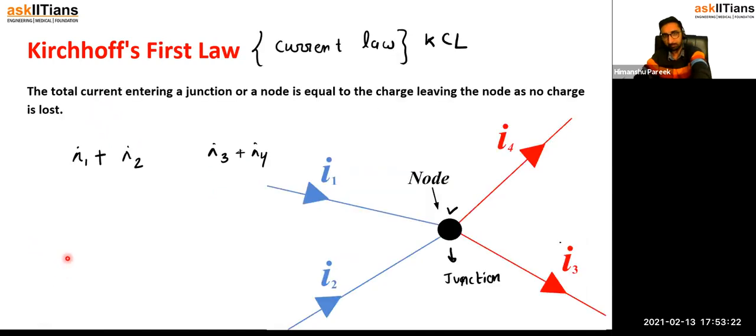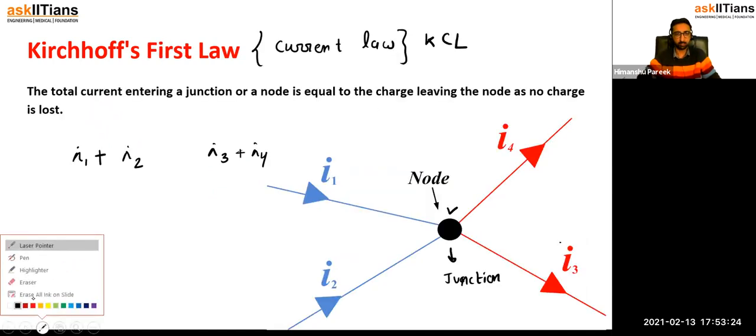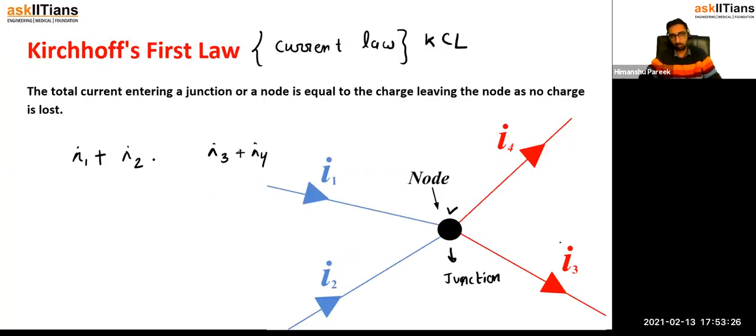Now, what relation does Kirchhoff's first law give? Kirchhoff's first law says the total current reaching the junction must be equal to the total current leaving the junction. So I3 plus I4 is equal to I1 plus I2. Now this law is basically in accordance with the conservation of charge.